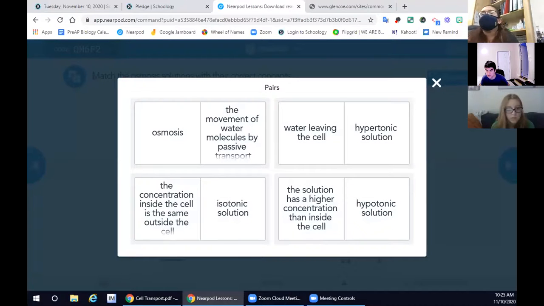So osmosis is the movement of water molecules. It is passive transport. When water leaves the cell, it's draining it. So that's a hypertonic solution. When the concentration inside is the same as the outside, that's isotonic. That's when everything's equal. And if the solution has a higher concentration inside the cell, that's hypo, because the water's going to go in it.